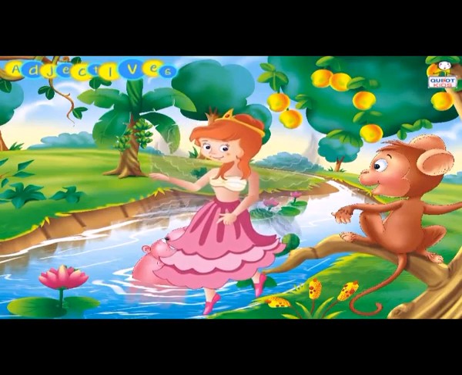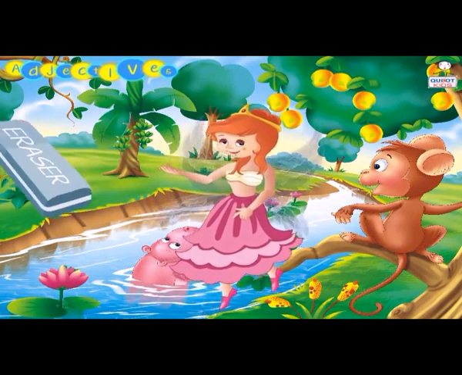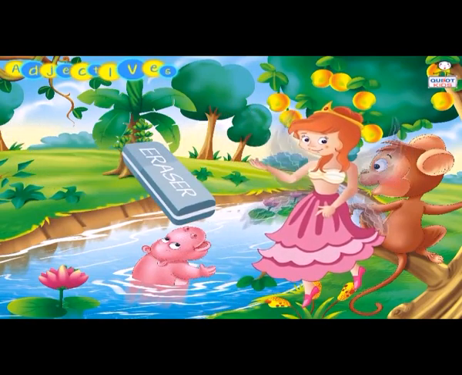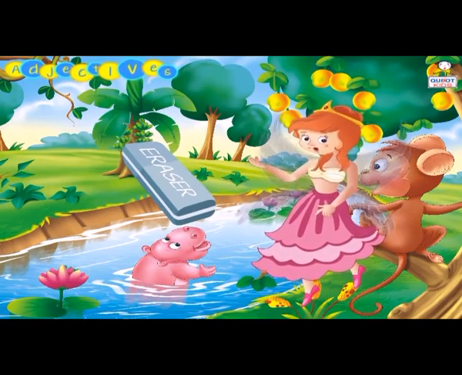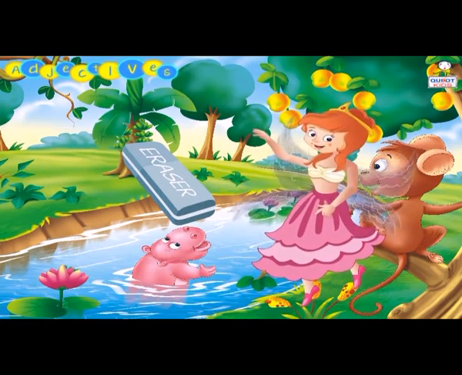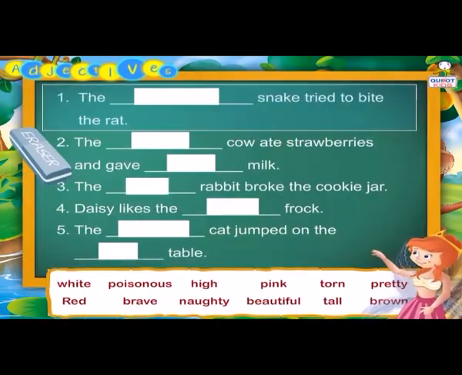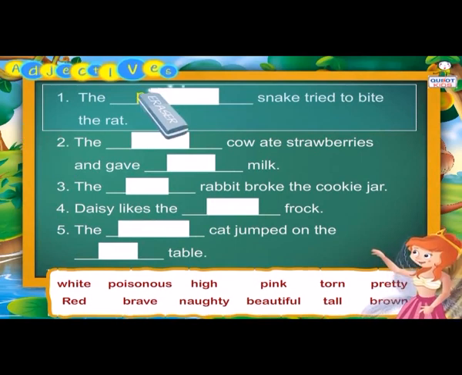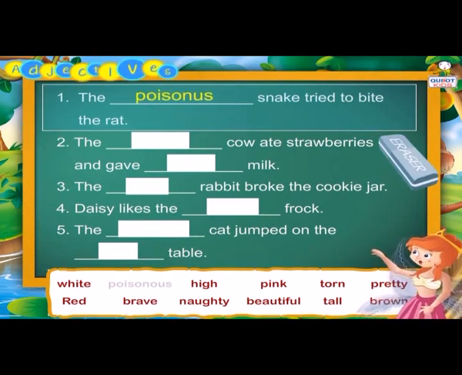Want to have more fun? Then come with me. See, friends, this is my magic eraser. With the help of this, we will find the correct adjectives for these blanks. Let's start. The dash snake tried to bite the rat. The poisonous snake tried to bite the rat.